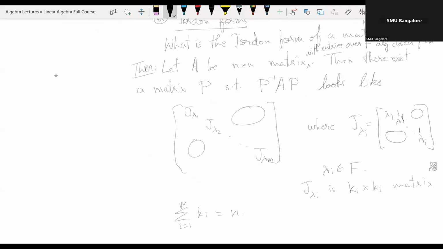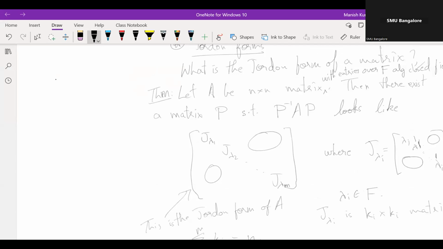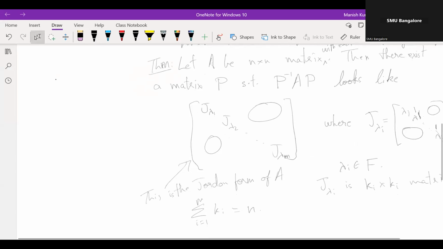This is called the Jordan form of A. Of course, it is not clear how you get this, but assuming you get it, suppose you know this theorem. Then what can you say about the eigenvectors and eigenvalues of A?